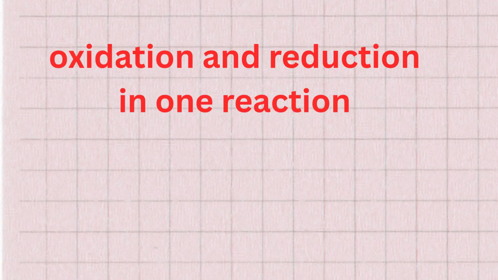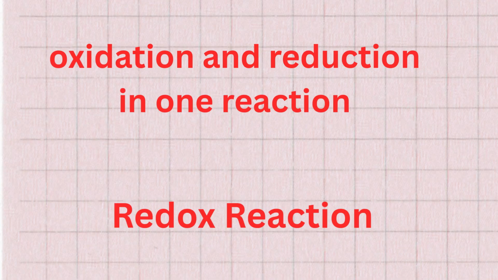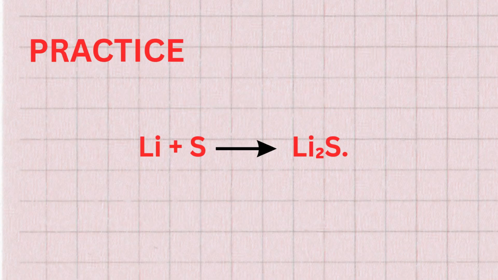In every reaction like this, oxidation and reduction happen together. That is why such reactions are called redox reactions. Lithium plus sulfur gives lithium sulfide. Lithium gives electrons to sulfur. Lithium, oxidation; sulfur, reduction.